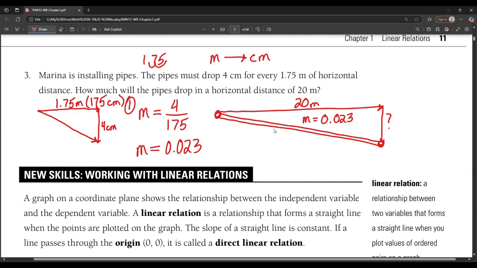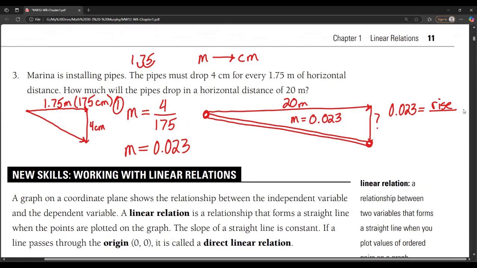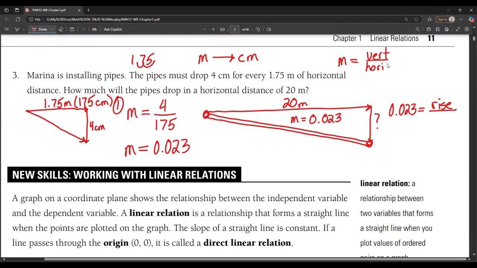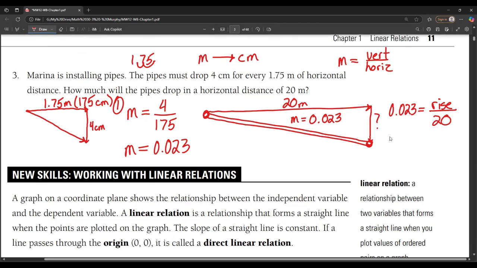And we'll fill in the unknowns. So slope is 0.023. We don't know what our rise is, which is always the vertical. That could be another way of looking at it, is the rise is always the vertical. It's vertical over horizontal. So you could look at it this way too, instead of rise over run. Now here, we're going to multiply both sides by 20. And again, you don't have to show that multiplication of 20 on the right-hand side. You can just jump right to here, cross multiply it.